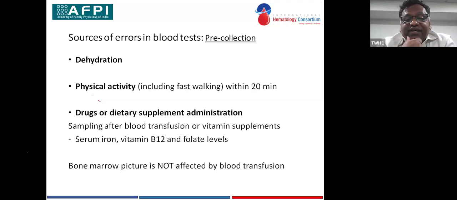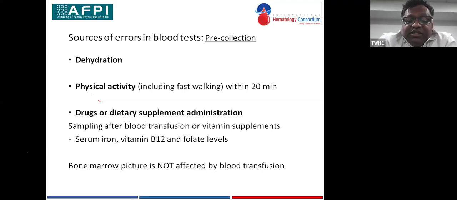It's a life-threatening condition. If the hemoglobin is very low, please go ahead and give the transfusion. But ask your team, your residents, to collect a blood sample before transfusion or before giving vitamin B12 or iron.